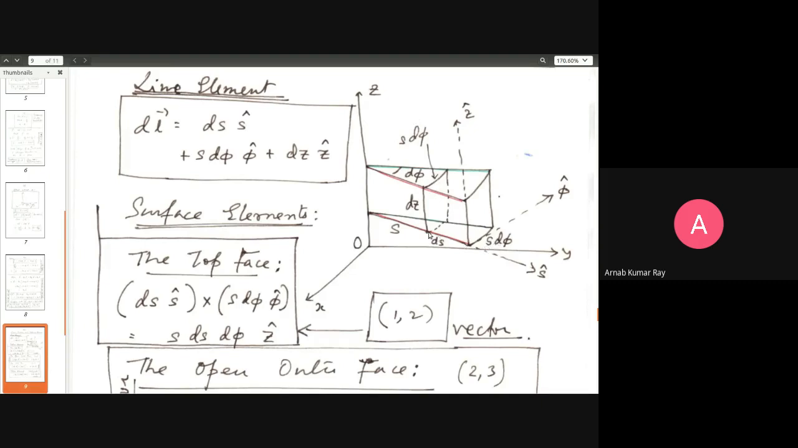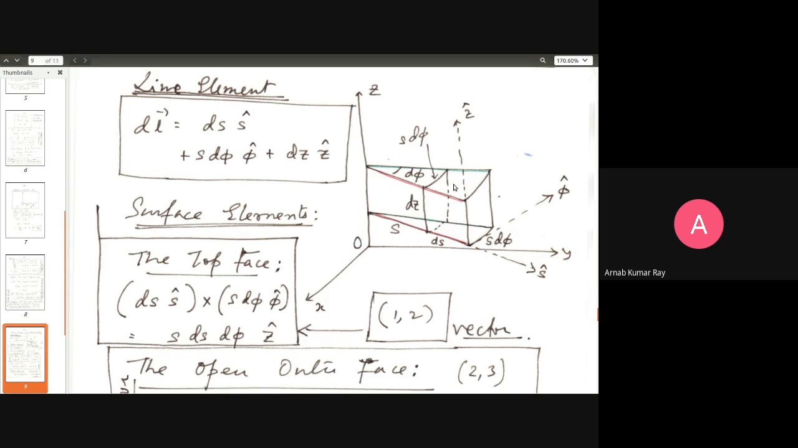So let us now try to see. First, you have traveled along this length ds. Second, you have traveled along this path S d phi. And third, you will have to go up vertically along the z direction, dz. So the first component of the line element is ds s cap. Second is S d phi.